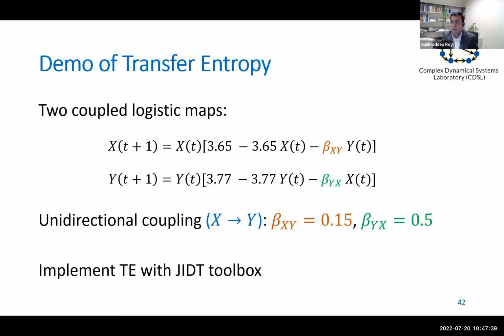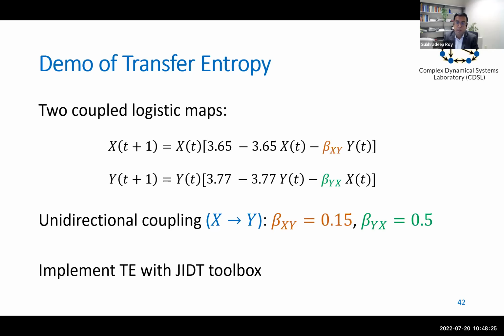For the demo, I just wanted to generate some data where we know the ground truth, and then show how we can use the JIDT toolkit to identify the coupling strengths. To do that, I chose the logistic map with two different couplings. For example, beta xy is how much y influences x, which I chose to be 0.15. And beta yx means how much x influences y, which I chose to be 0.5. So it's an example of unidirectional coupling, or rather the dominant direction of coupling is from x to y. And we're going to see whether the JIDT toolkit can capture this.